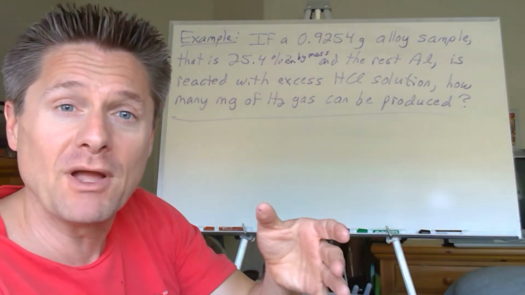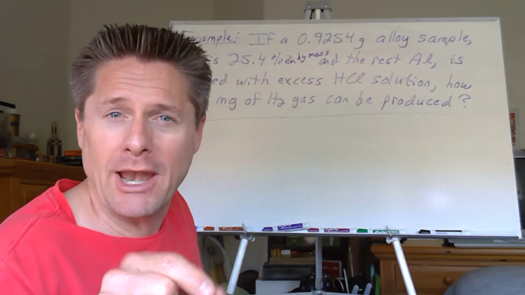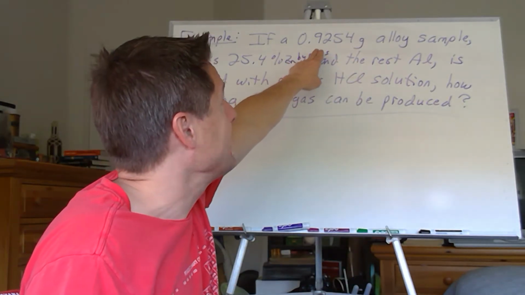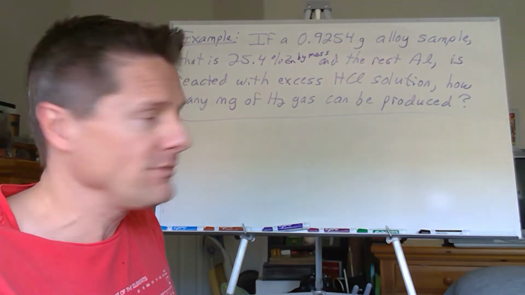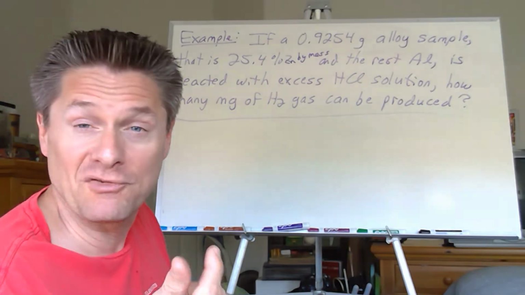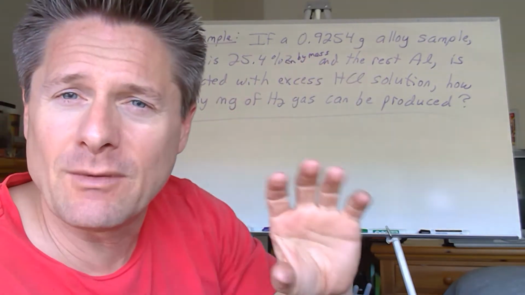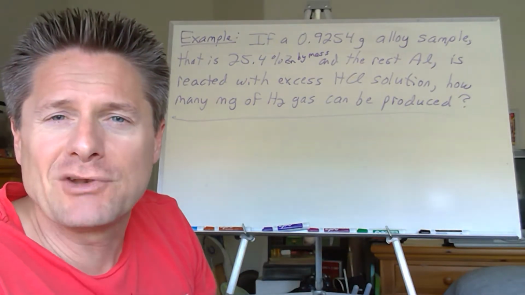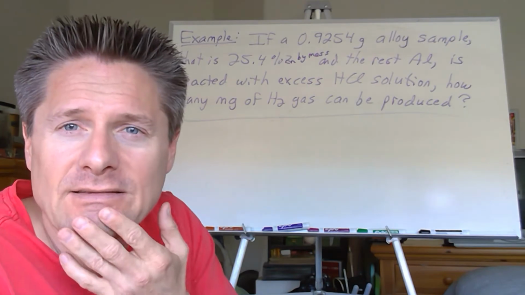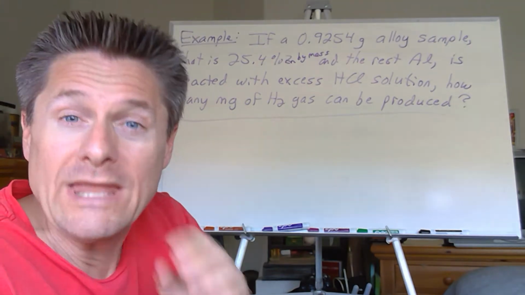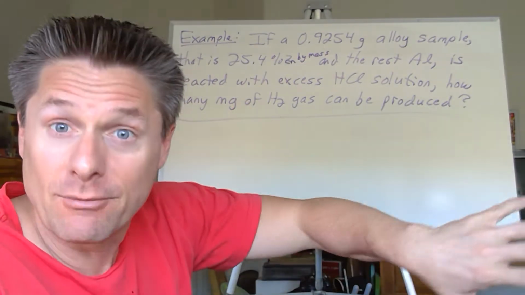We can solve for how much aluminum, right? Just subtract it from 100. And we weigh out this sample, maybe on an analytical balance, and it's 0.9254 grams. So we have this alloy, we weigh it out, it's 0.9254 grams. We know the percentage of zinc, we know the rest of it's aluminum, and we react it with some hydrochloric acid. Concentration is not important at this point, and it's an excess hydrochloric acid solution. So we know every atom of aluminum and every atom of zinc is going to react and go bye-bye.